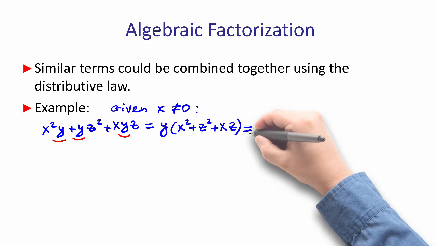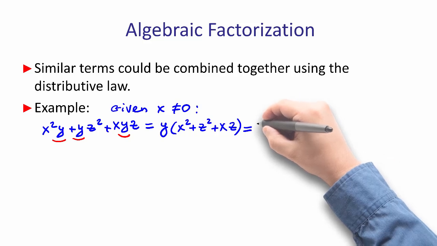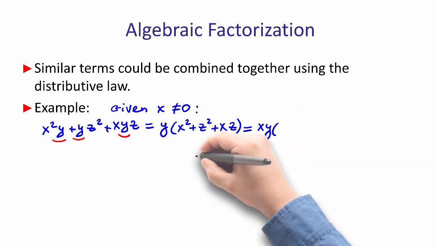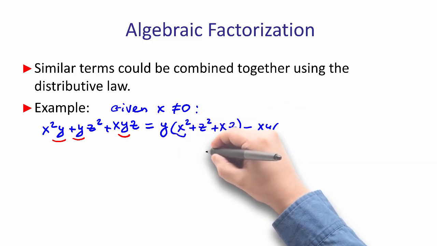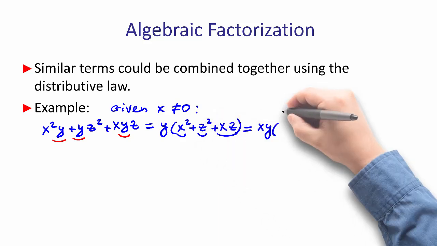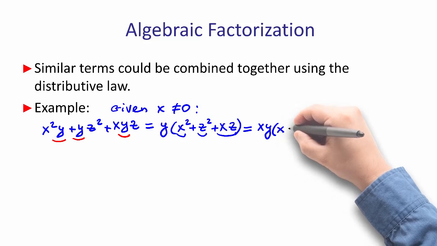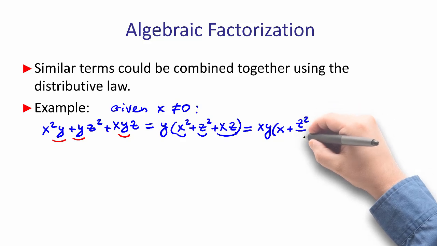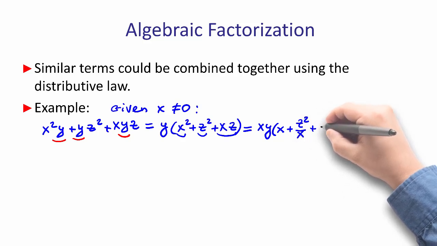But you can also factorize it in multiple other ways. For example, since x is not equal to 0, you can always divide by x. And then you can take x out of the brackets here. So you will have xy. So x will be divided here by x, there we need to divide by x, and here we need to divide by x. So it will be x squared divided by x, which is x, plus z squared divided by x, and plus z.